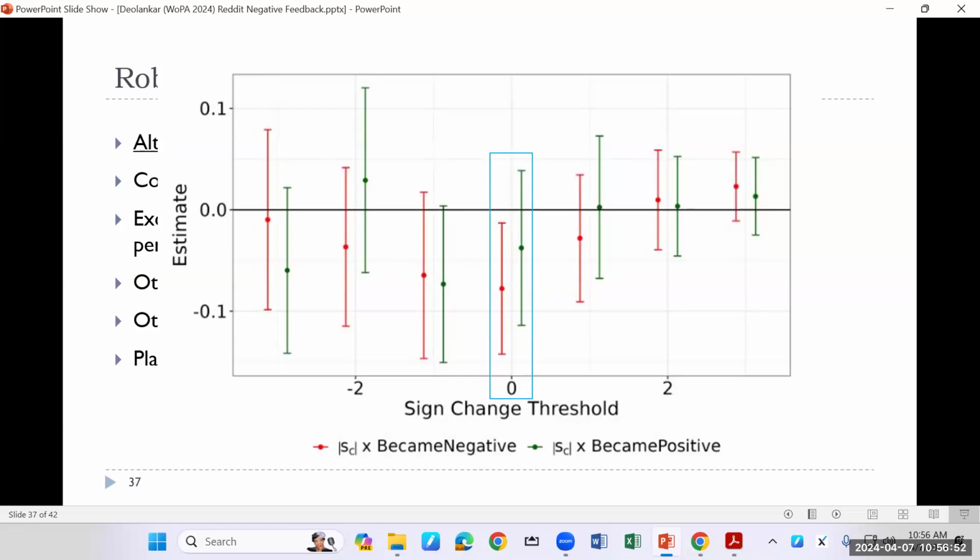This is the actual result. The red is the effect of negative feedback. That is what we find, an intensity moderation effect. The green is the effect of positive feedback. We don't find that. So this is the actual treatment effect.